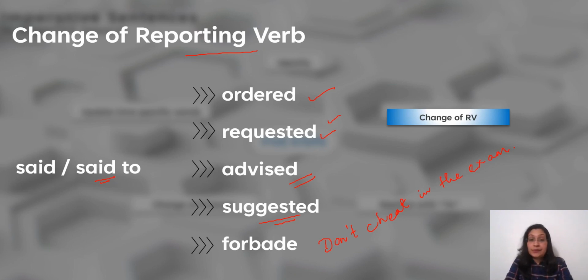These are sentences where you are forbidden from doing something, where you are stopped from doing something. In these kinds of sentences, you will change the reporting verb said or said to into forbade. Forbidden sentences have the reporting verb forbade, right? So let's deal with the next steps.